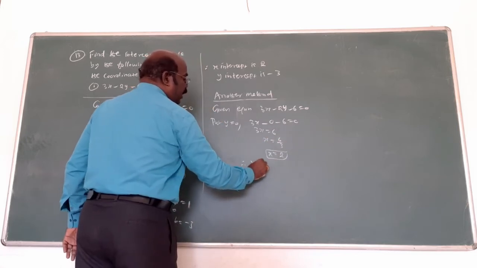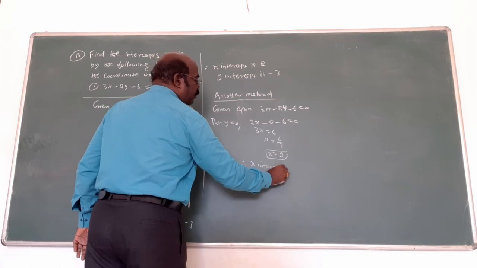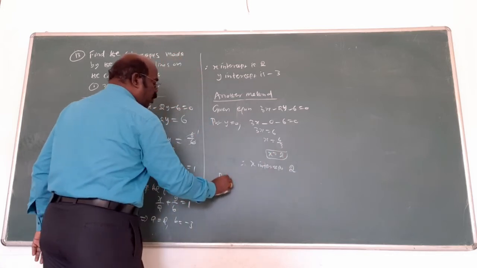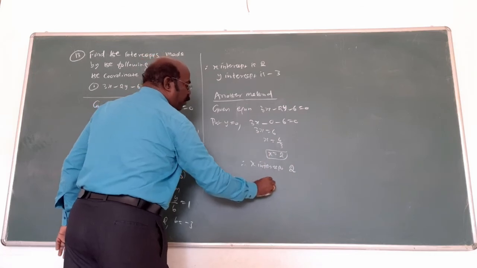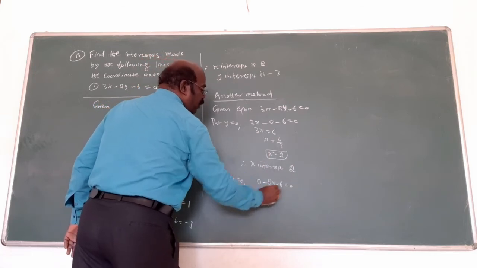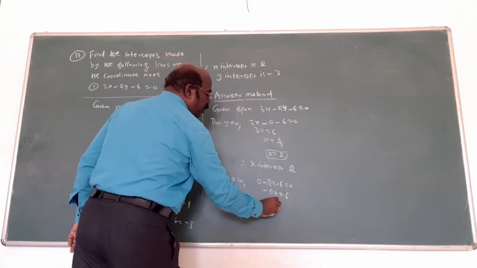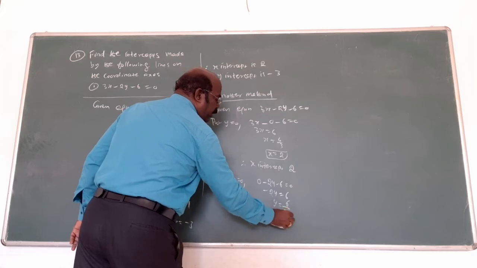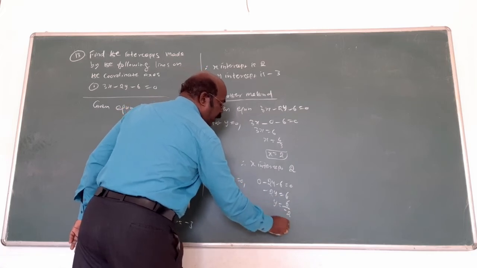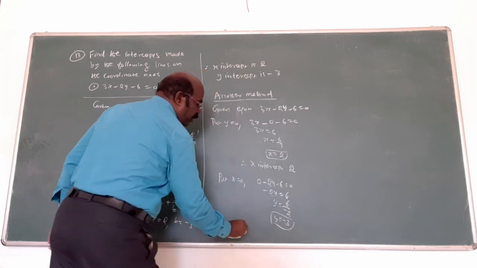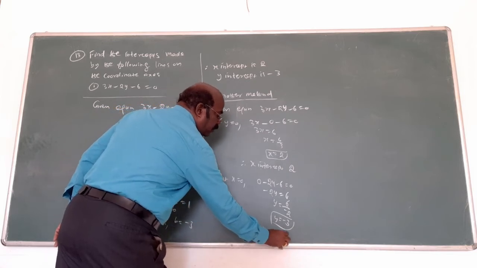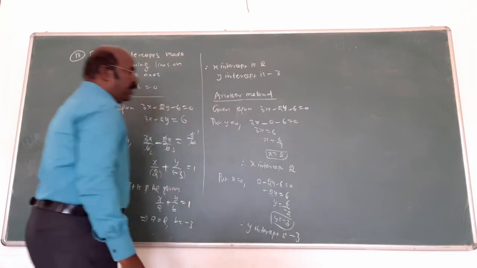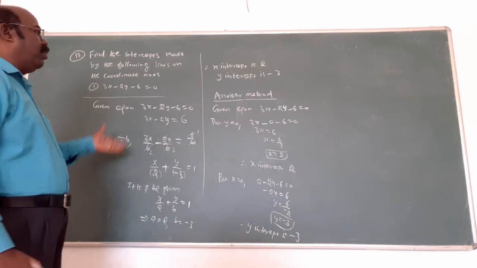Therefore x equals 2, and this is called the x intercept. Now put x equal to 0. We get 3 into 0 is 0, minus 2y minus 6 equals 0. Minus 2y equals 6. y equals 6 by minus 2, that is minus 3. Therefore, y intercept is minus 3. In this way, you can find it. Follow whichever method is easy for you.